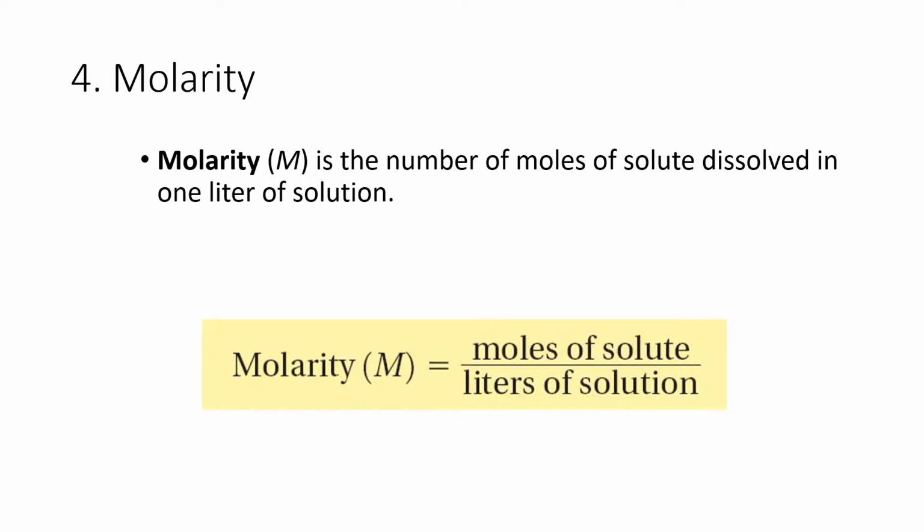Now, molarity. The definition is the number of moles of solute dissolved in 1 liter of solution. So big letter M represents molarity. This is the formula: moles of solute per liter of solution, meaning the solute and the solvent are together in that particular volume of solution.